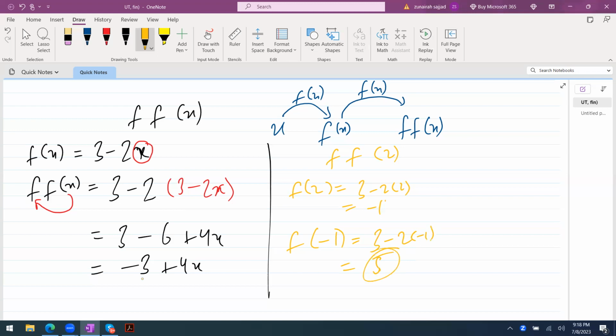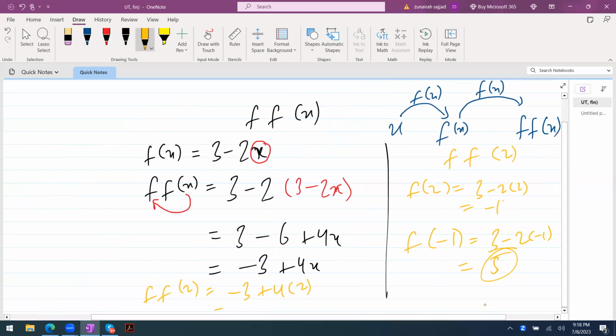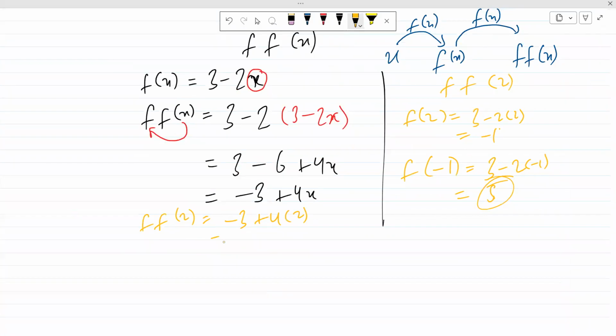All right. You can check here also. What is f of f of 2? Minus 3 plus 4 into 2. 8 minus 3 is 5. Okay. You can compare the left and right side. Is it clear, everyone? Yes, sir. All right.